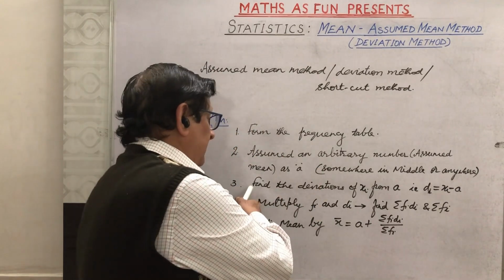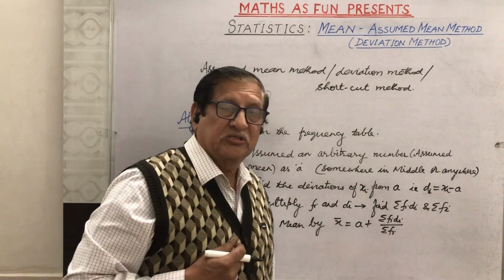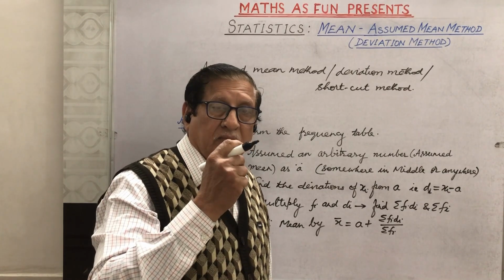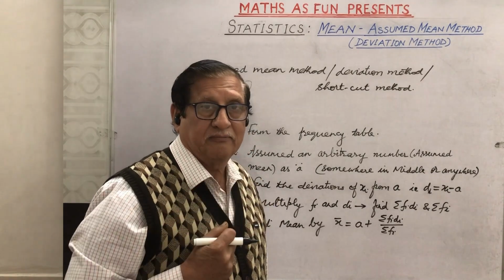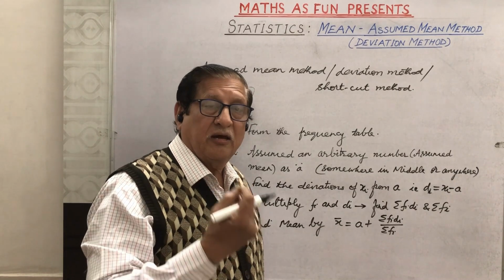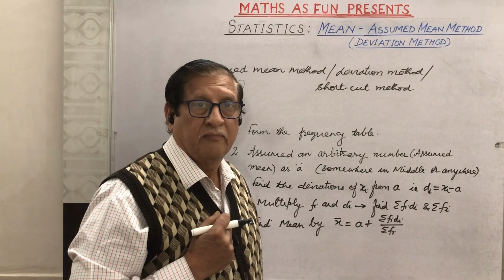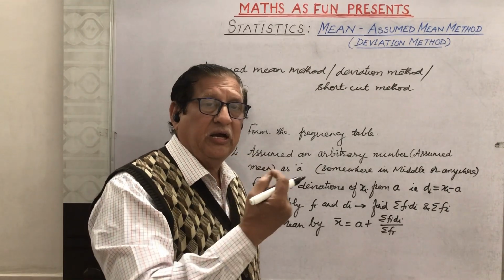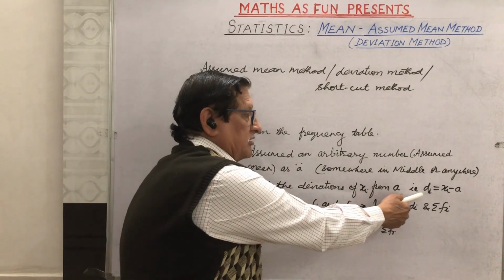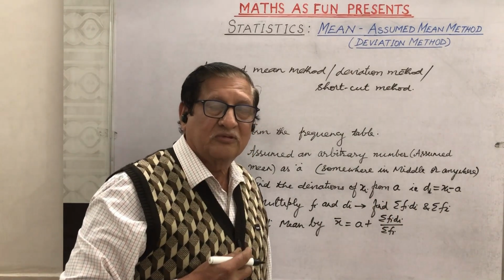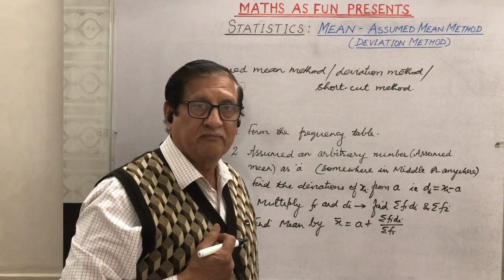The next step will be to find the deviations from A of the data, that is, the deviations of xi from A, and that can be written as di. Di is the notation for deviation, that is equal to xi minus A.